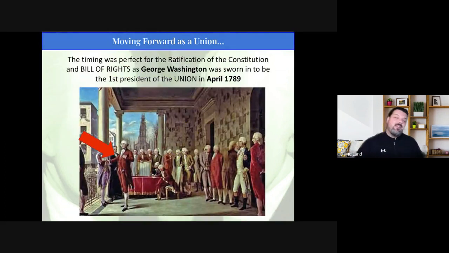Okay. So this leads us moving forward as a union, because by 1789, George Washington is sworn in to be the first president. That's right around the time that the Constitution is being created. So everything is working very beautifully towards a more perfect union.